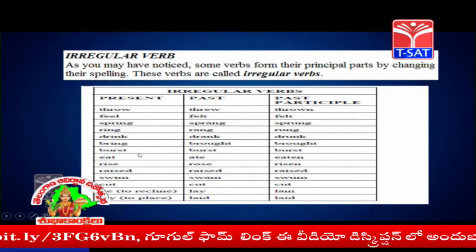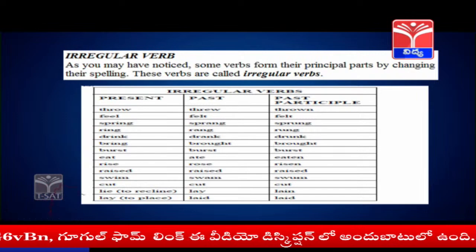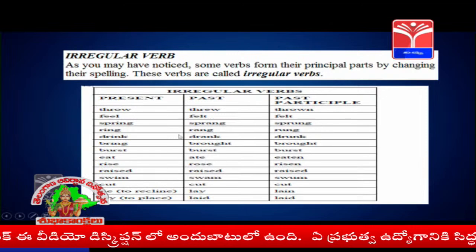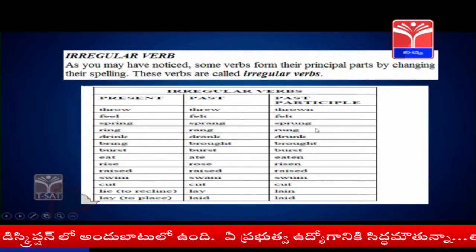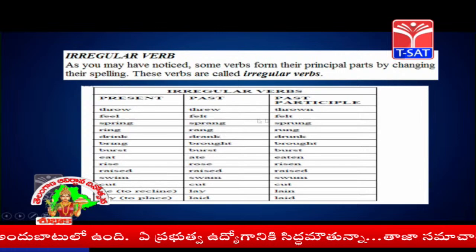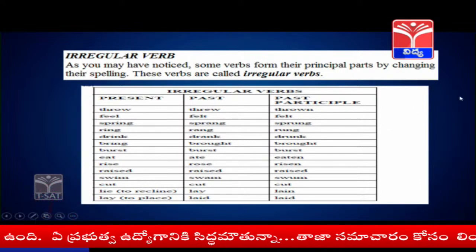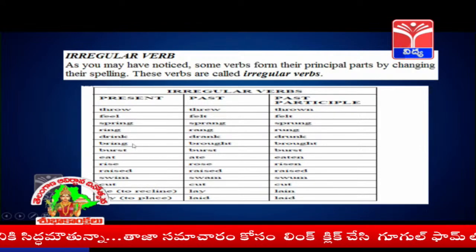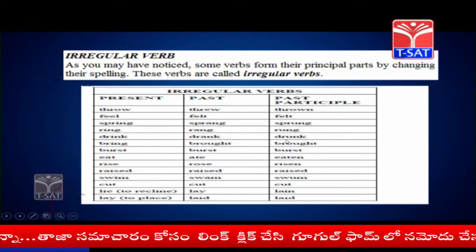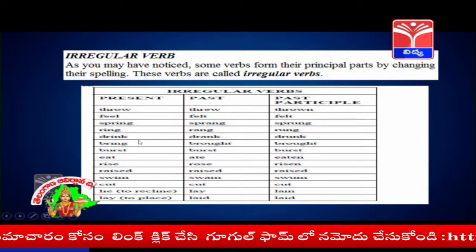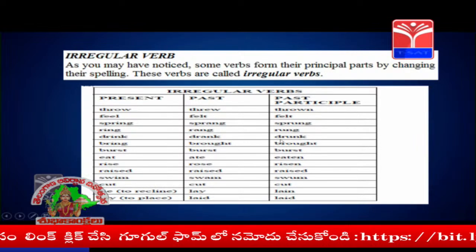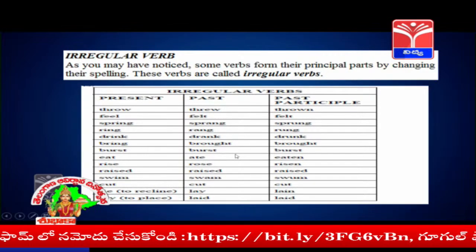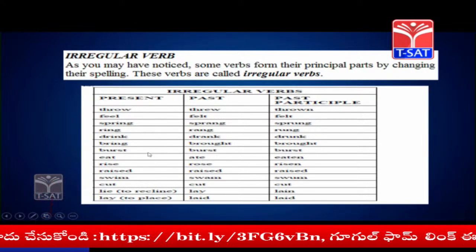Some examples are given here. There are many, but I have given you a few. Feel, felt, felt. Spring, sprang, sprung, springing. Feel, felt, felt, feeling. The present participle is not given here. If you wish to learn them, you learn them. Ring, rang, rung, ringing. Drink, drank, drunk, drinking. Bring, brought, brought, bringing.